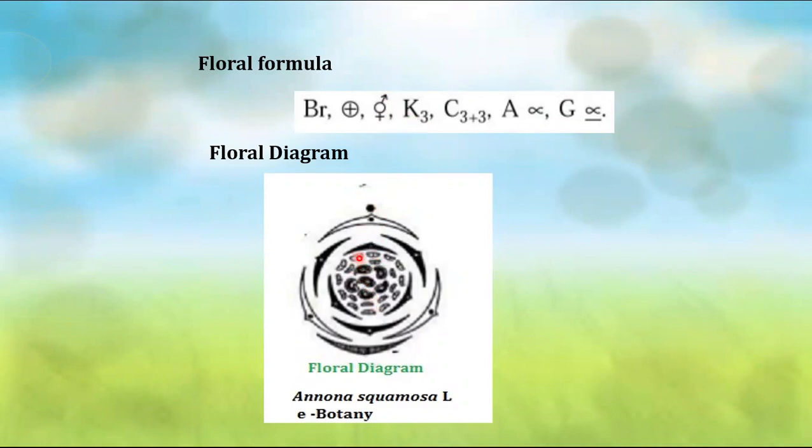The sepals are 3, 1, 2, 3. Petals are 3 plus 3, 1, 2, 3, and again 1, 2, and 3. Androecium indefinite, okay, indefinite type of androecium, and gynoecium also indefinite with a superior ovary. Okay, superior or the hypogynous type of flower. Okay, the clipping line indicates the superior ovary. This is the floral formula and the floral diagram.